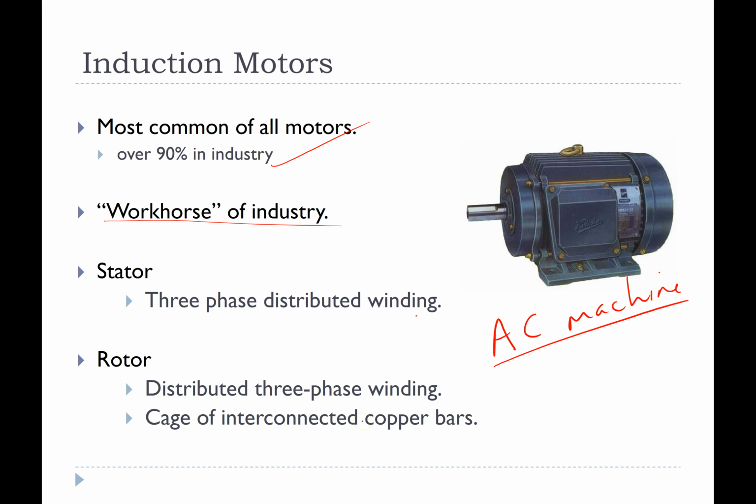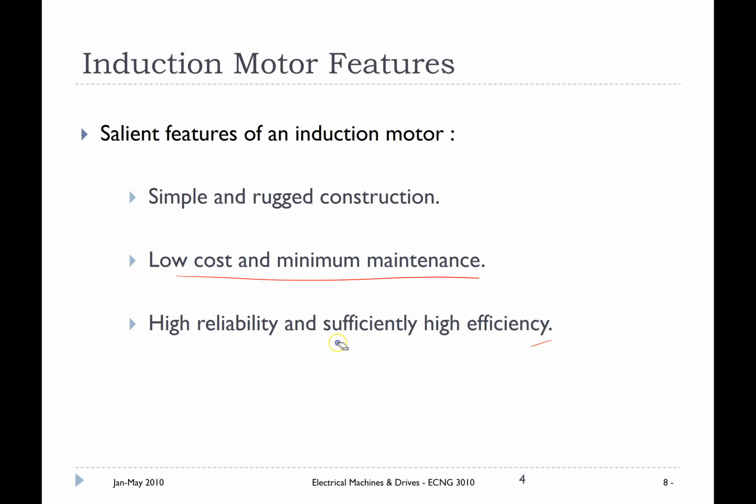And the rotor could be either a distributed three-phase winding, which we call a wound rotor, or a cage of interconnected copper bars, which we call a squirrel cage rotor, although it's more like a hamster wheel, as you'll see.